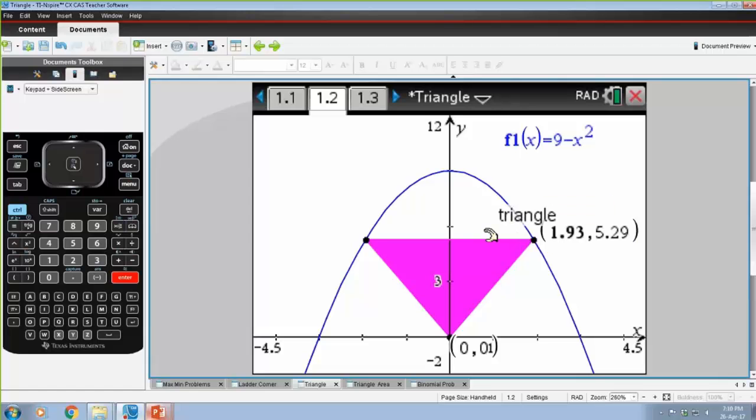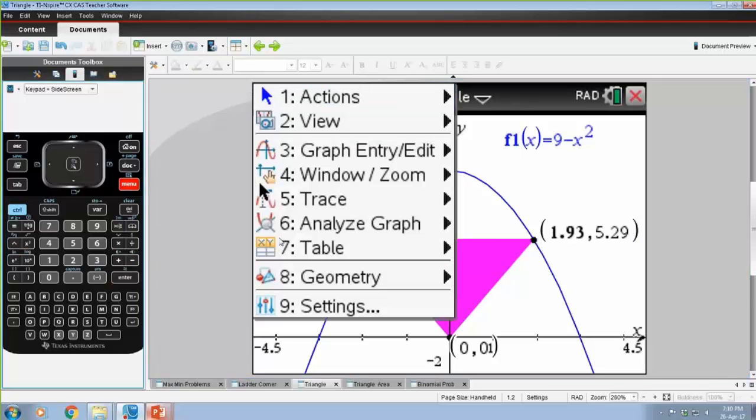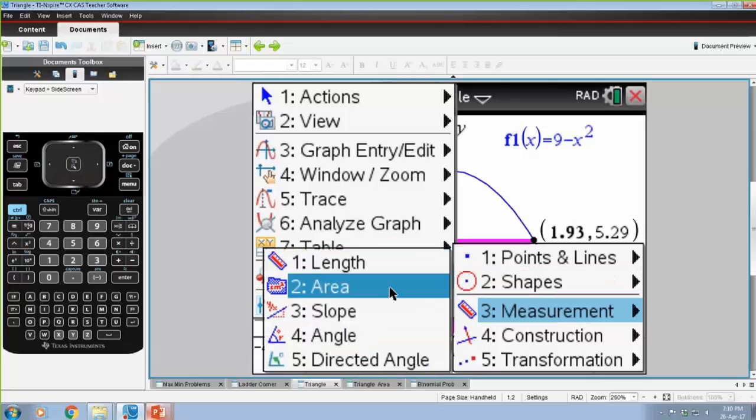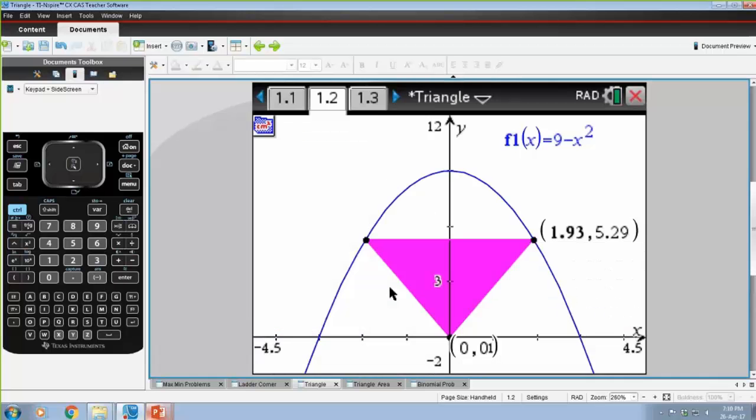Now we want to measure the area of this triangle as well. So once again, we'll use the geometry tools here. Which one are we going to use this time? Measurement and area. So Geometry, Measurement, Area. And if we just click on that triangle and press enter, we see that the area of the triangle is displayed. Again, pressing escape so we don't measure anything else.